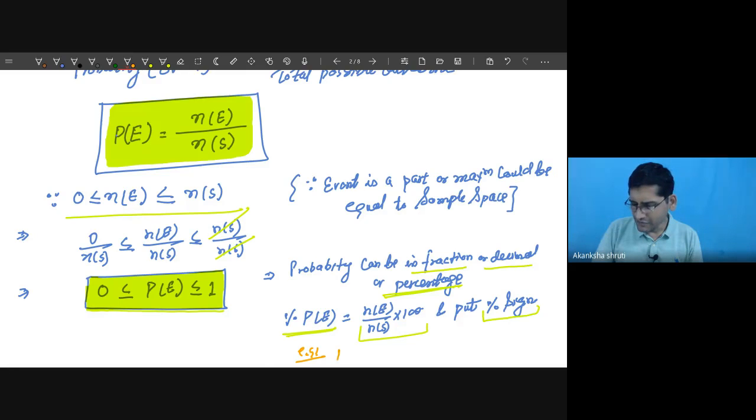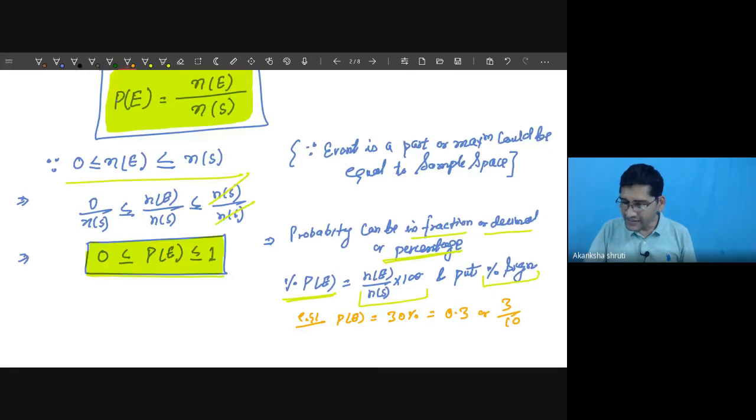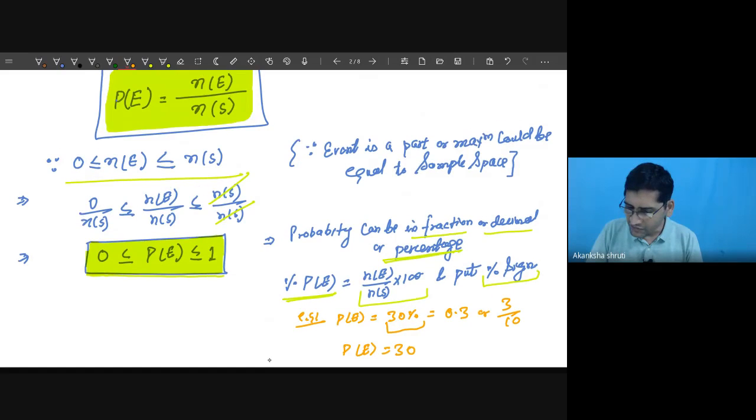Say the probability of event E is 30%. What does it mean? It is the same as 0.3, or the same as 3 by 10. So all are the same. Writing 30, you cannot simply write 30 as the probability of an event. Can it be 30 only? No. If you are writing only 30, then it becomes wrong.